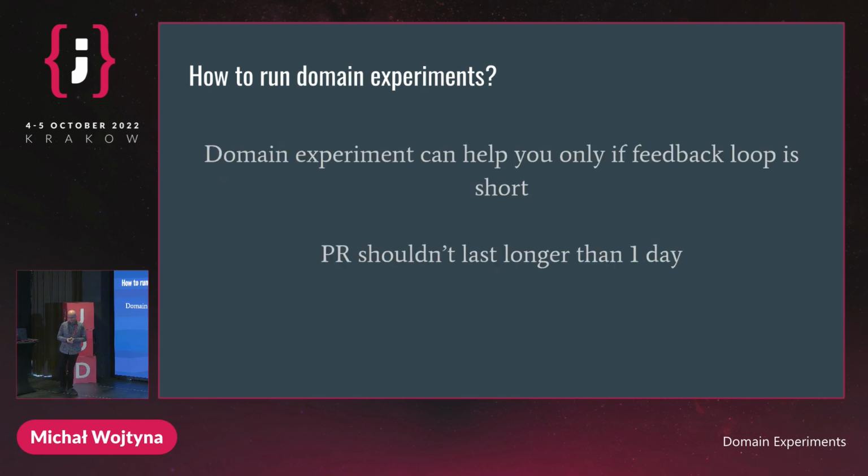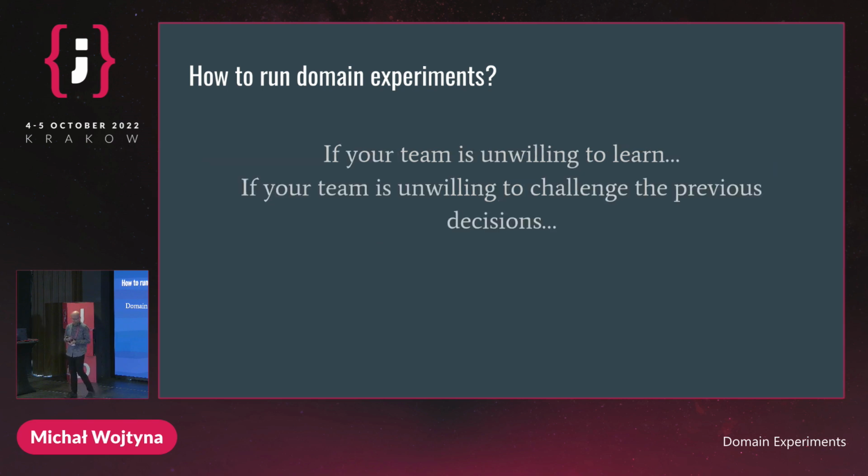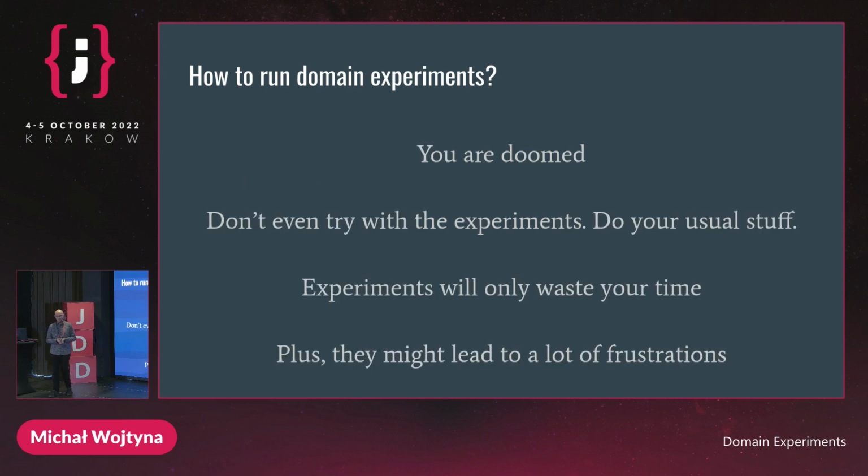So the case with domain experiments is that they can help you only if the feedback loop is quite short. So if you're creating pull requests to run experiments and ask for reviews, then this pull request shouldn't last longer than one day. And at the same time, you need a good team. If your team is unwilling to learn, if they're afraid of challenging upfront decisions, then this won't work. You will waste your time, because you will try to introduce something new, change some approach, but if the team is not ready for this, domain experiments won't work.